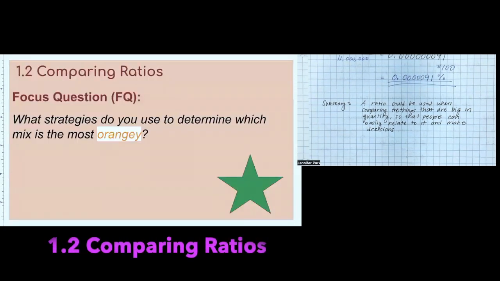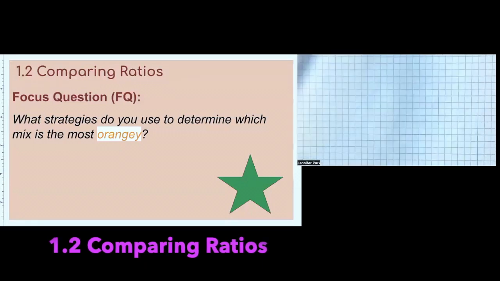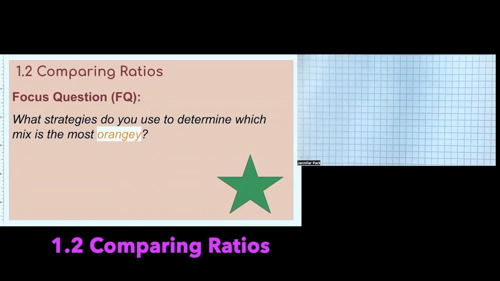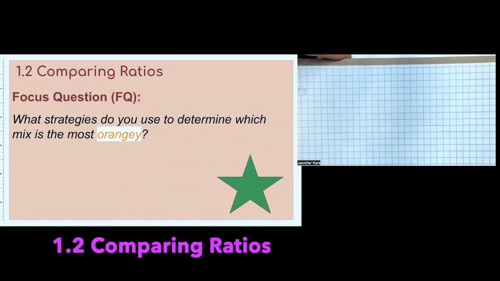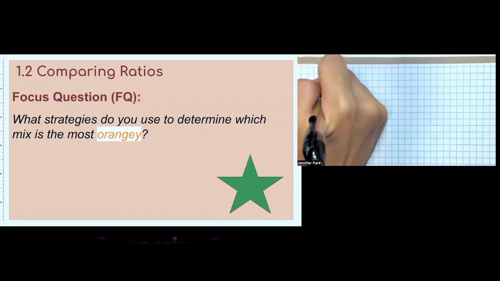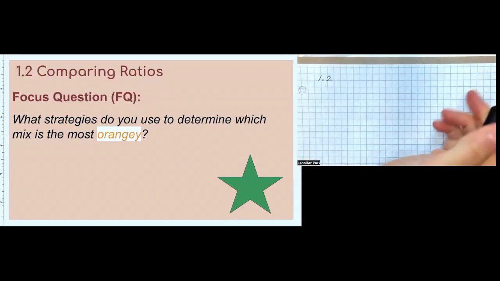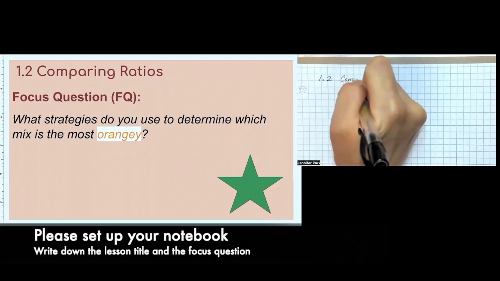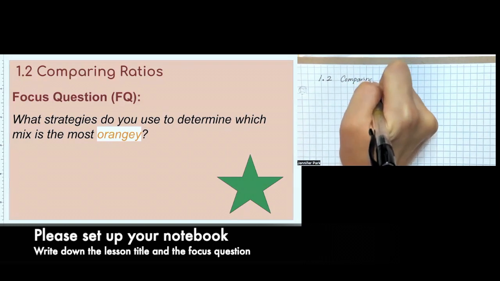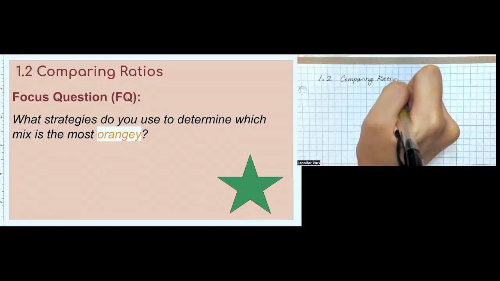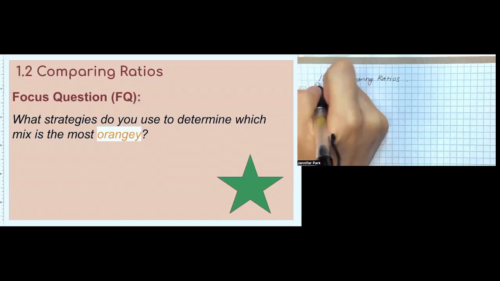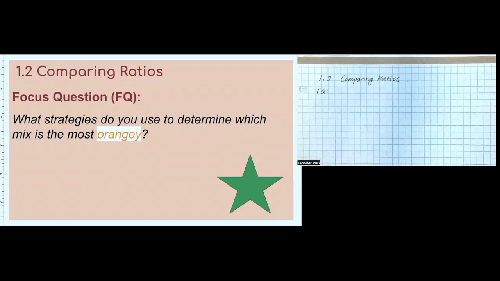Okay, so we're going to start a new page, or if you want to continue underneath your page, that's okay. I'm going to start a new page. We're going to title it with our number 1.2, Comparing Ratios. Comparing ratios. And then copy down the focus question. The focus question today is, what strategies do you use to determine which mix is the most orangey?